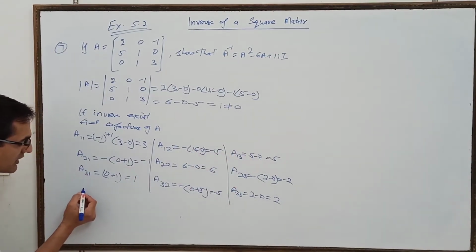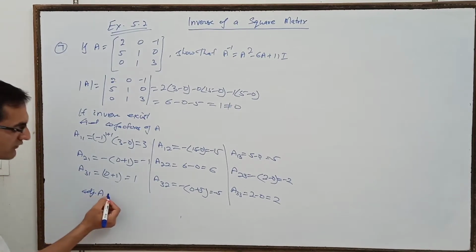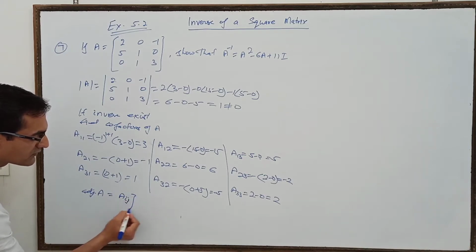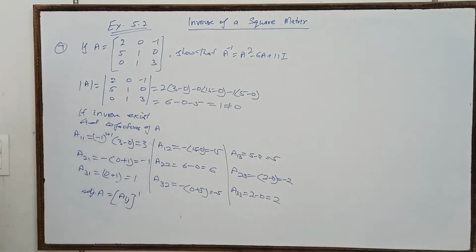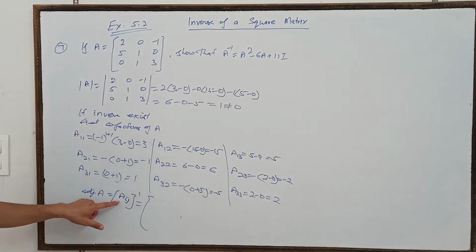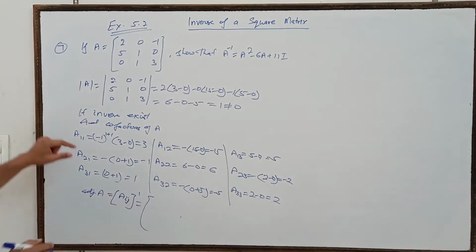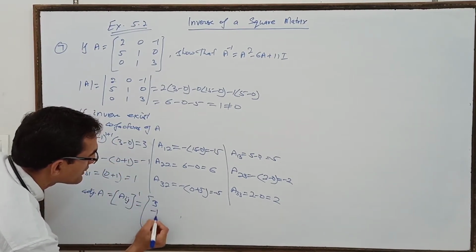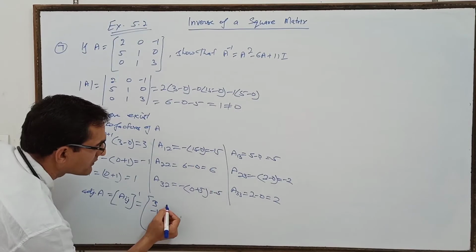So adjoint of A will be the transpose of the cofactors. You have to find the transpose of this one. So first of all, write this with the cofactors. This is 3 minus 1 1, 3 minus 1 1 minus 15.